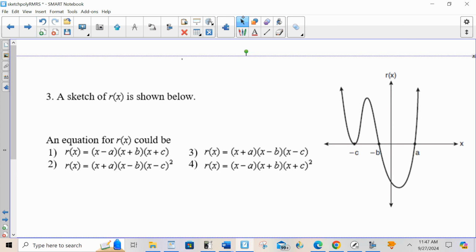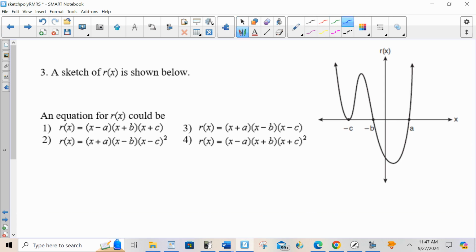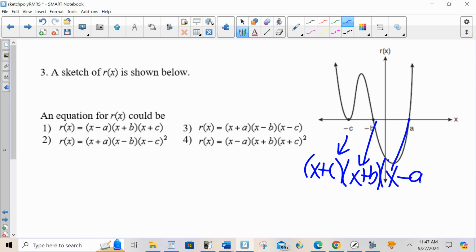Very important. To write the equation of a polynomial graph, I need to know the factors. In order to get the factors, I need the zeros. So, the zeros hit the x-axis. The factors don't. So if the zero is negative c, then the opposite of that, x plus c, is a factor. If negative b is a zero, x plus b is a factor. If positive a is a zero, x minus a is a factor.